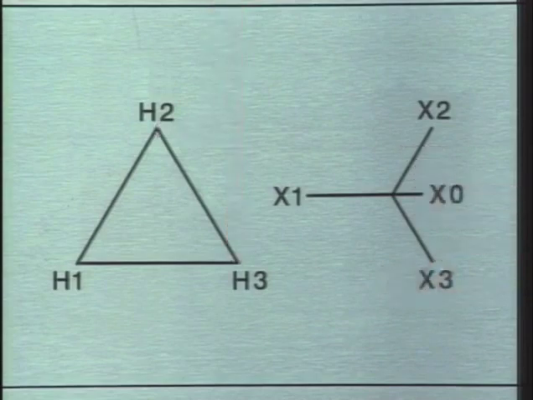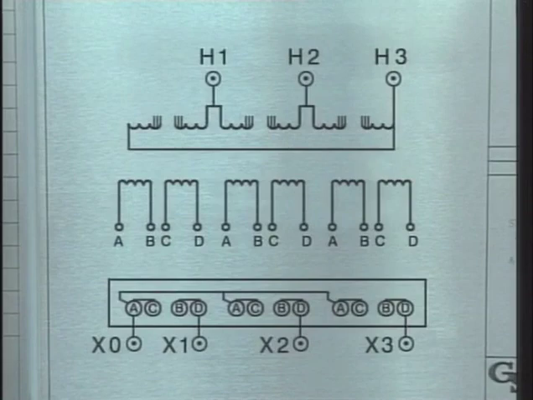So, the connection diagram on the transformer nameplate helps you identify which terminals to connect the test leads to for a turns ratio test. Now, another diagram on the transformer nameplate, the bushing layout diagram, helps you determine which terminal is which on the transformer.